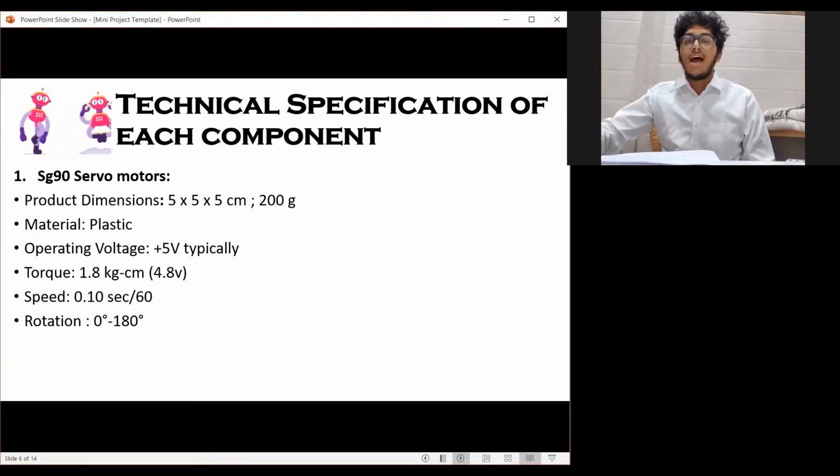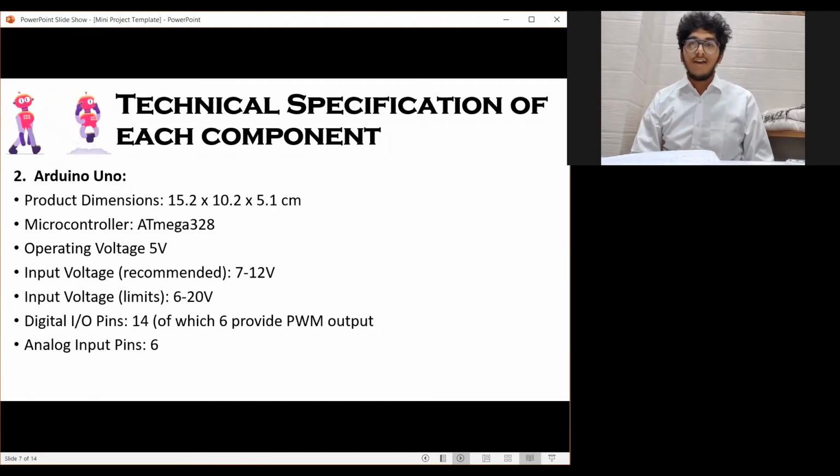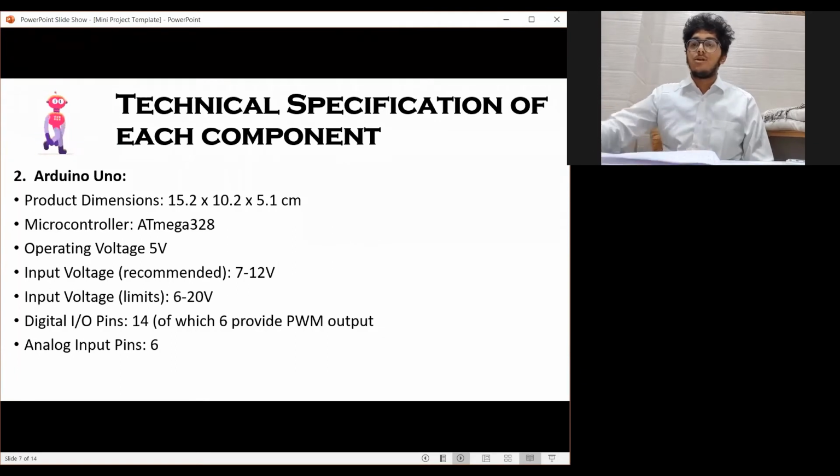The second part we have is the Arduino Uno. The dimensions of the Arduino Uno are 15.2 by 10.2 by 5 centimeters, approximately. It has an ATmega328 microcontroller, which is the brain of the Arduino. Its operating voltage is 5 volts. It has 6 analog pins and 14 digital input-output pins. Its recommended input voltage is about 7 to 12 volts, and it can take up to 6 to 20 volts of current.